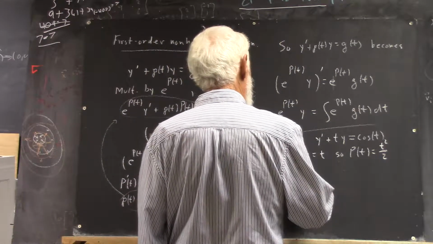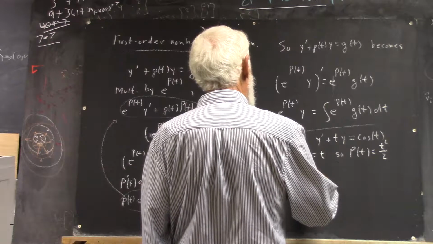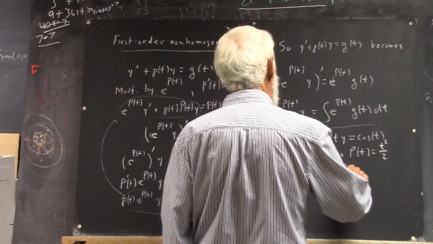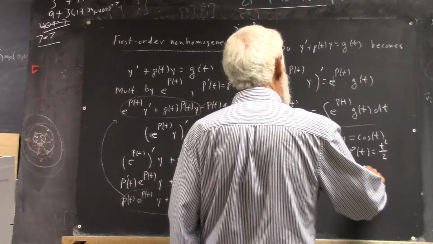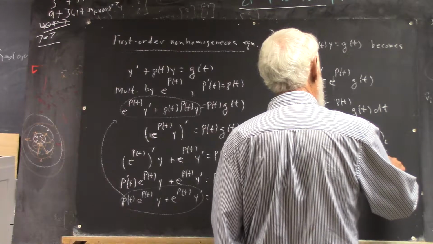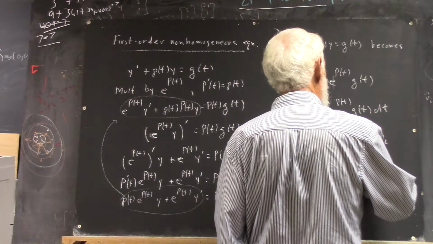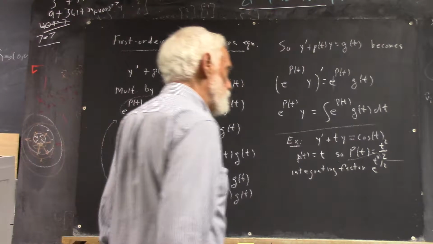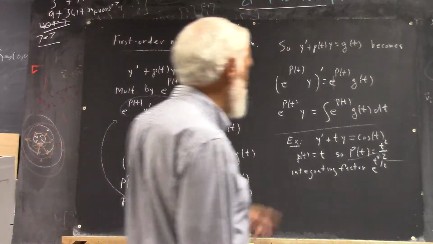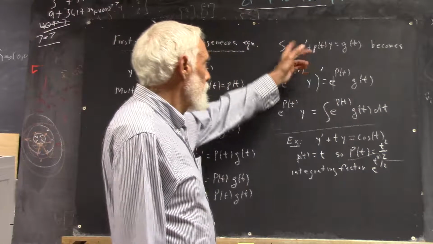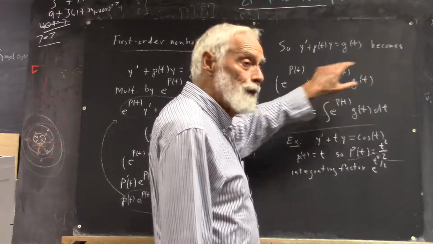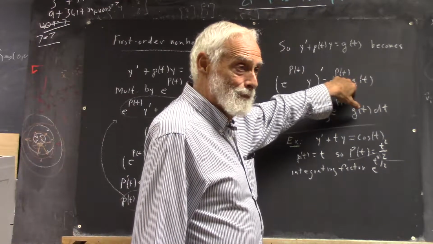So now, the integrating factor is e to the t squared over 2. And by an integrating factor, we mean something we can multiply by the equation to put it in the form derivative of some mess equals something else. Okay?